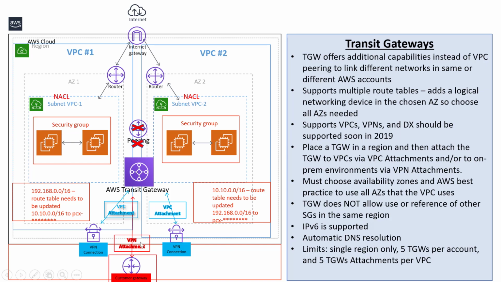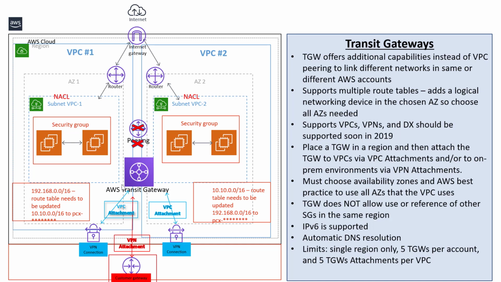It supports multiple route tables, so you can add different routes if you want to have custom route tables. What it does is add a logical networking device in the chosen availability zone. So make sure you choose all availability zones, and it's AWS best practice to choose all the availability zones that your VPC is using just to cover your bases. So you place the transit gateway in a region and then you attach the transit gateway to your VPCs via VPC attachment or VPN attachment, and that's for your on-prem environment or your home environment. You must choose availability zones, as I said, and it's AWS best practice to use every availability zone that your VPC uses. Transit Gateway right now does not allow use or reference of other security groups in the same region.